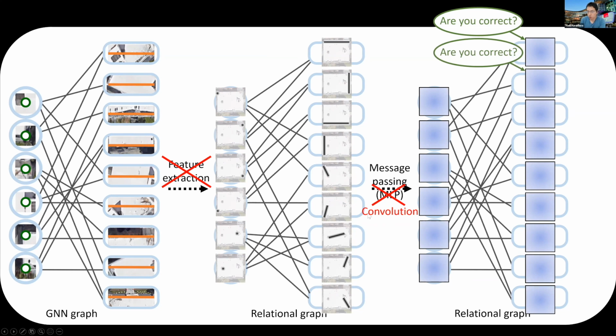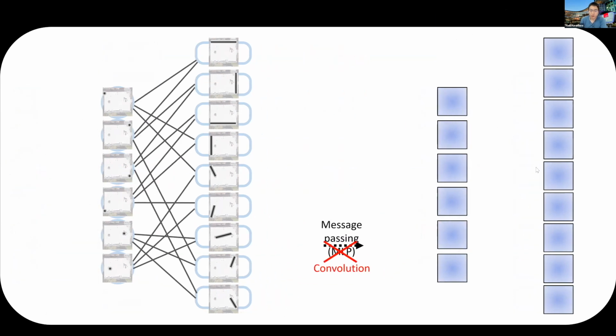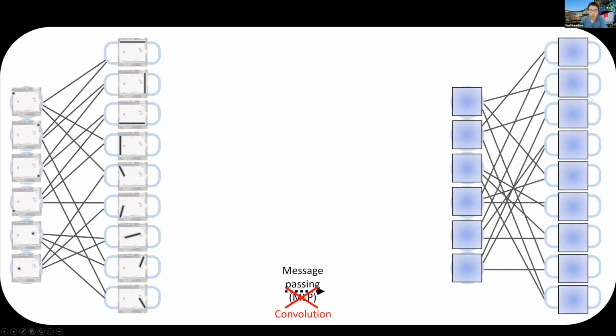And I'll talk about how to do convolution soon. But once you get the updated feature volume, you just put the CNN encoder on this and ask, are you correct? Are you correct? Then we collect all the edges with answer true. That's our edge selection procedure. So the remaining question is, how do you do convolution?